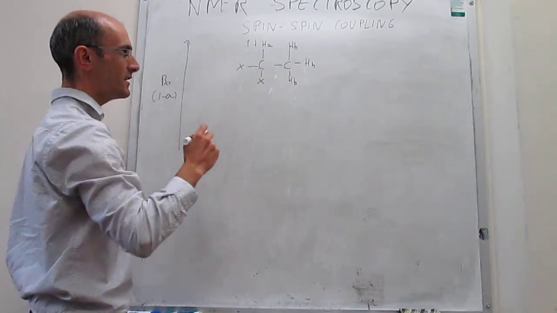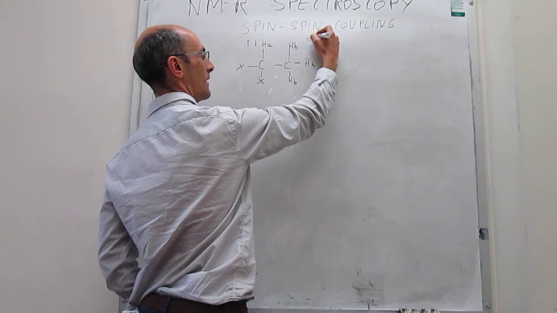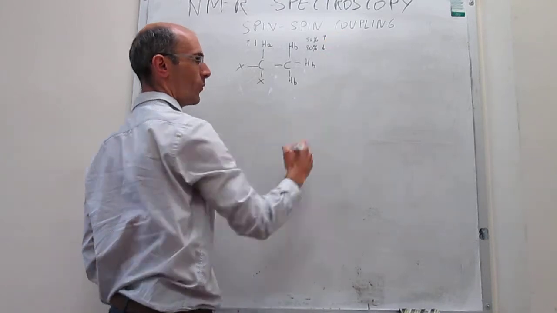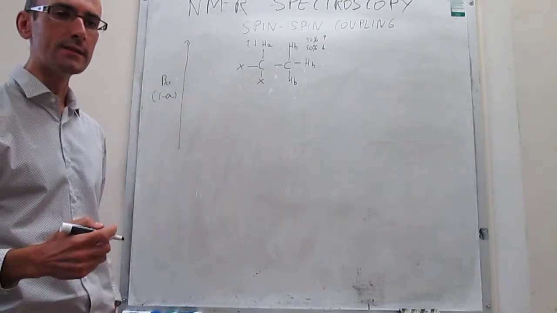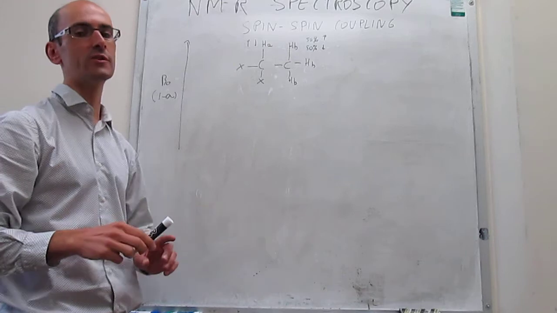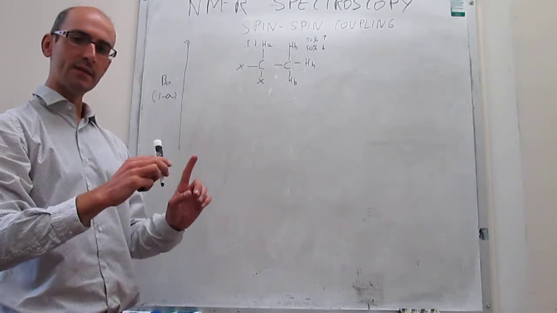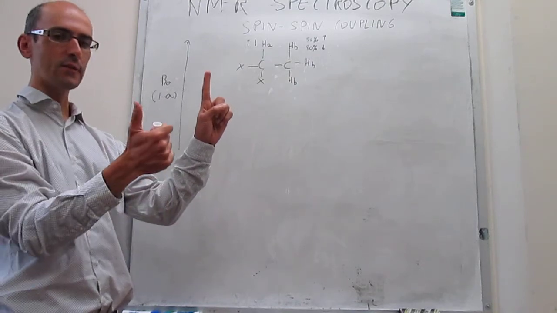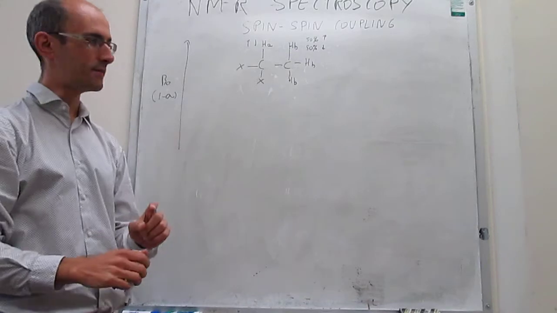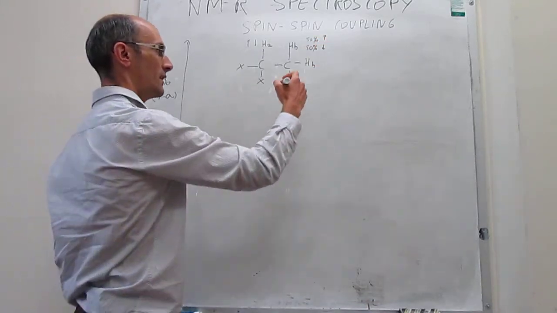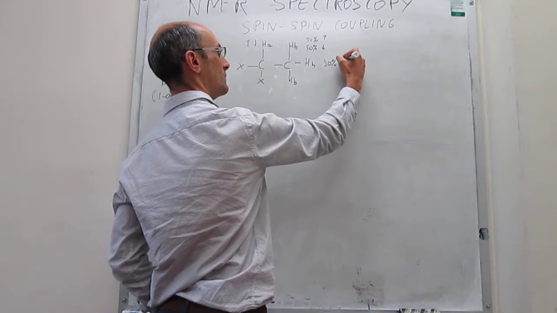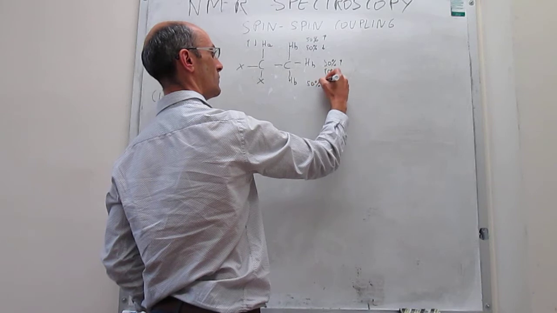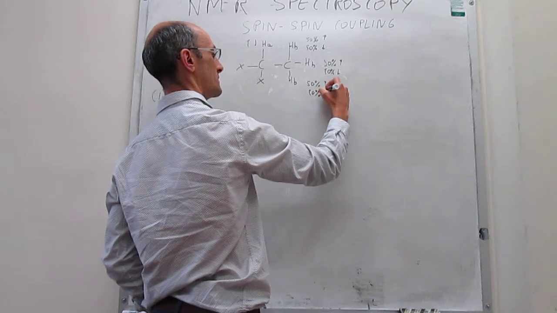Again, each one of these HB's can be 50% of the time pointing up or 50% of the time pointing down. When I say pointing up or down, what I mean is that those HB spins are precessing around the external magnetic field, and the induced magnetic field is either pointing towards the field or against the field. Each HB will be 50% of the time pointing up and 50% of the time pointing down.